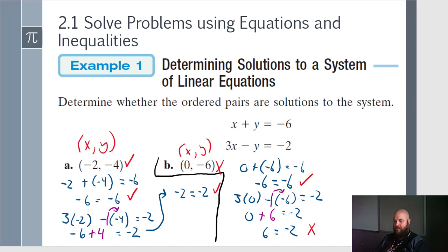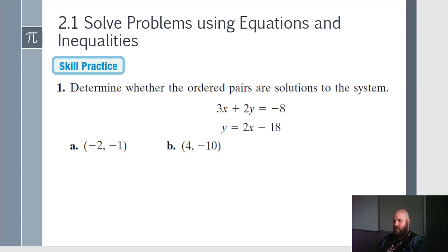All right, so now let's do a couple more real quick. So let's see here. We've got -2 for our x and -1 for our y, okay? So our first equation is 3x plus 2y equals -8. And our second equation is y equals 2x minus 18. All right, so let's put this in. So we got 3 times our x value, which is -2, plus 2 times our y value, which is -1, equals -8.